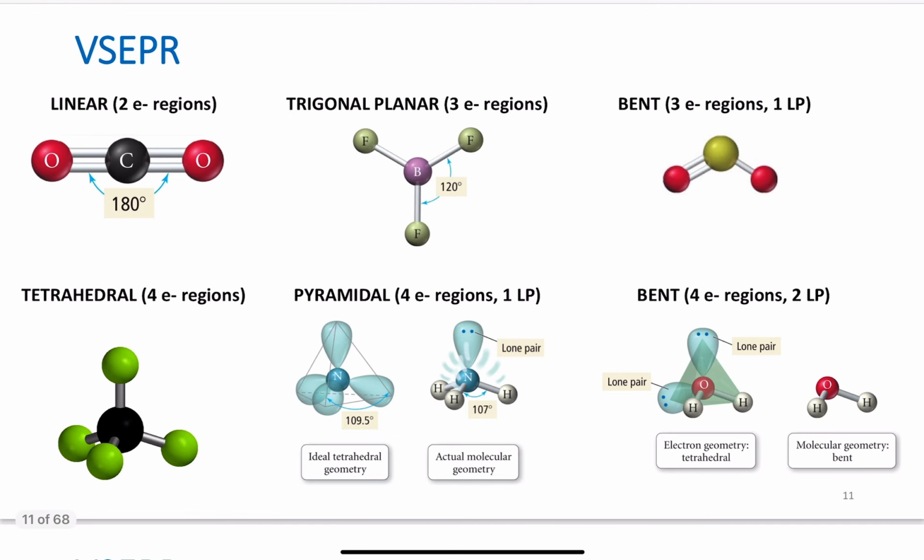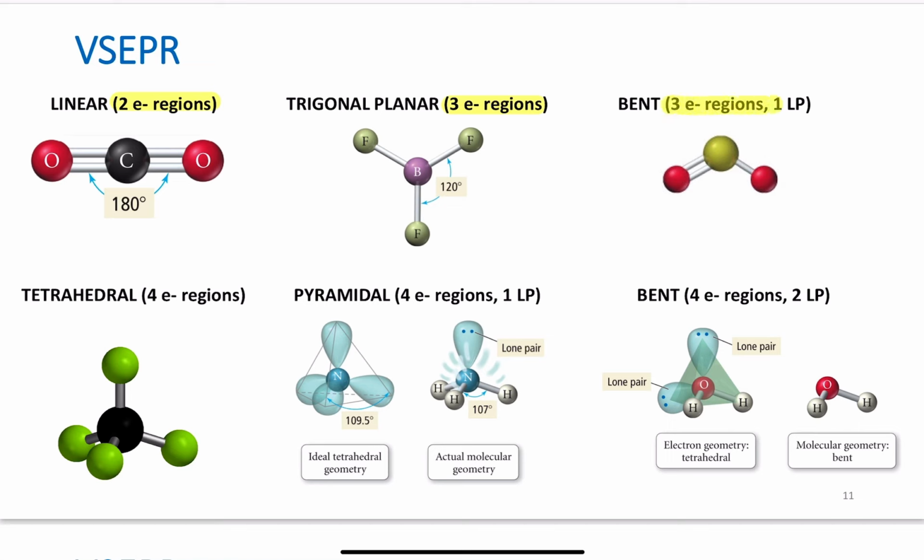So, some more examples. These are basically just showing what we've just done, what was in the table. They're not different structures. They're the same we've already seen. They're just ones out of your book that show a little bit better graphic, a little bit bigger. So, going through these again. Linear. Here we have 2 areas of electron density, or 2 electron-rich regions. They're 180 degrees apart. Trigonal planar, 3 electron regions, 120 degrees apart.